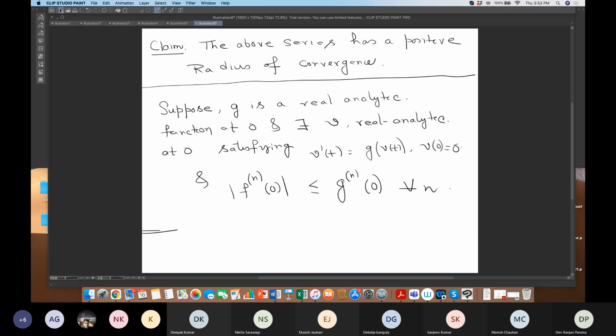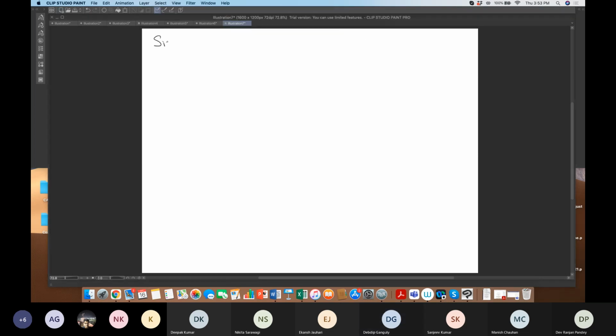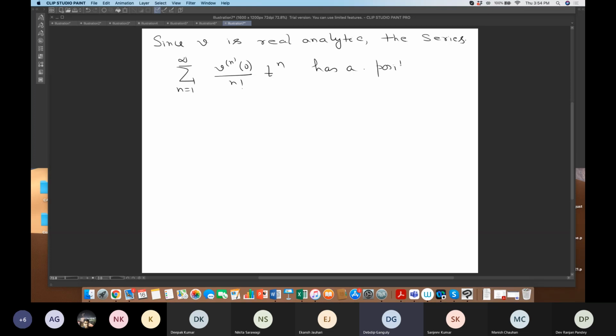How to prove this? Since V is real analytic, just now I am proving. Suppose we have this, then I will show that the series we have taken will have a positive radius of convergence. See how? Since V is real analytic, that is the series at 0. So we have assumed that V is real analytic at 0. That means the series, the nth derivative of V at the point 0 by n factorial t to the power n, has a positive radius of convergence, right? I assume that step, that V is real analytic at 0, has a positive radius of convergence.